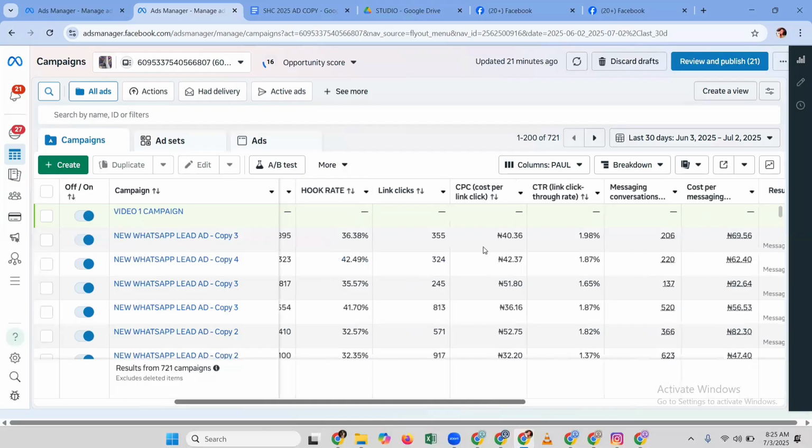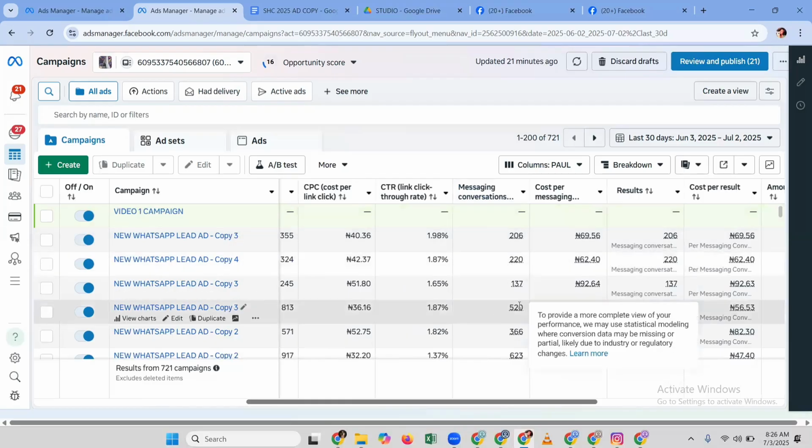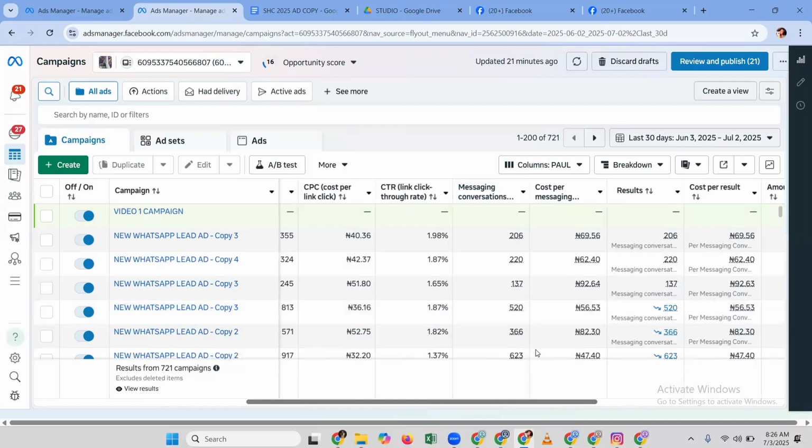The next one is my messaging, which is the results. So you can see this one, 206 people have messaged me from this advert. This one, 520 people. This one, 6. So you can see how the result actually comes. Now, let's look at the cost per result.